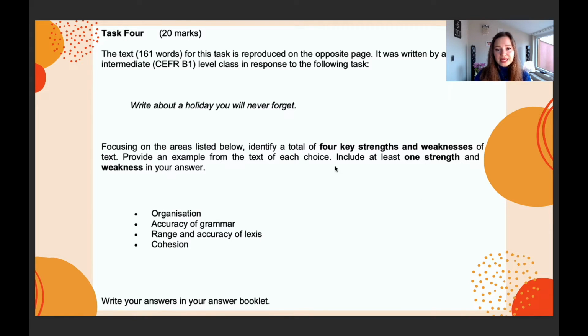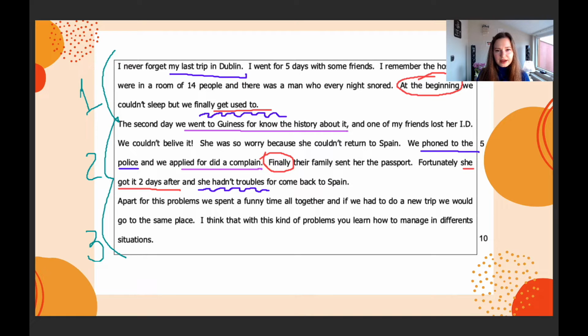And let's have a look at the features that we need to comment on. First of all, organization, accuracy of grammar, range and accuracy of lexis, and cohesion. So there are 4 that we need to pay attention to, and I think that we are ready to go. All right, as far as we can see, we have a written piece from one of the learners. The level is intermediate, which is really important. Let's have a look at the structure.